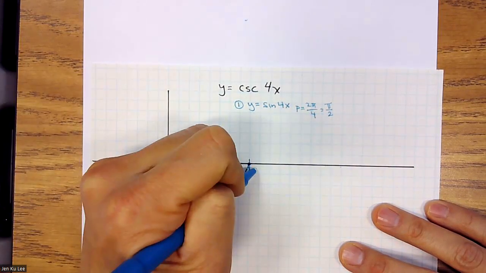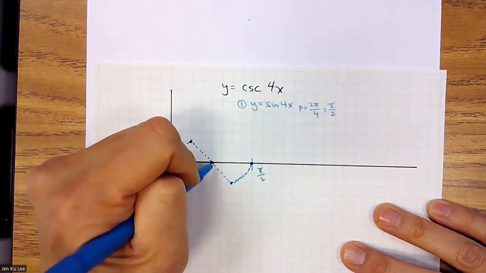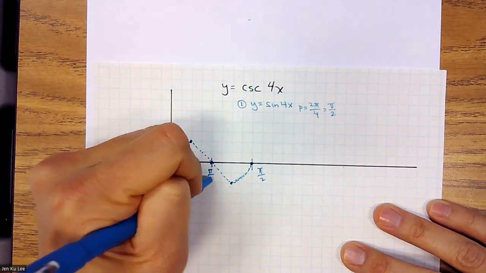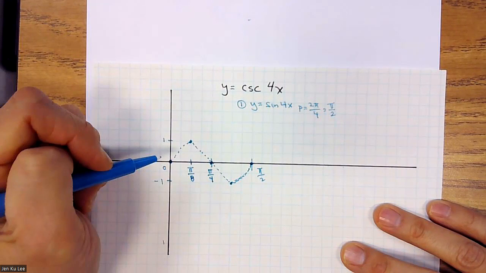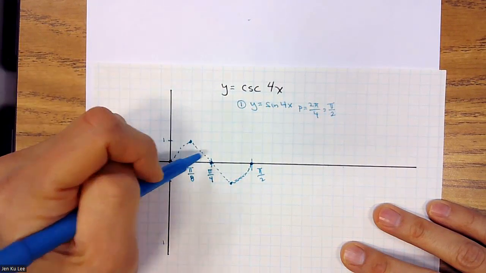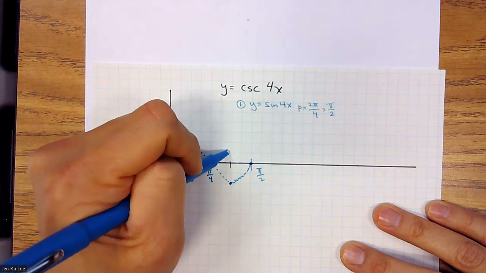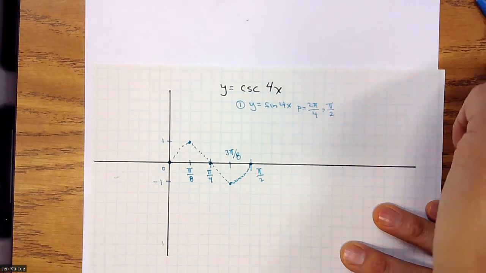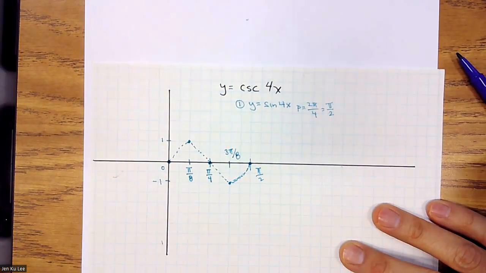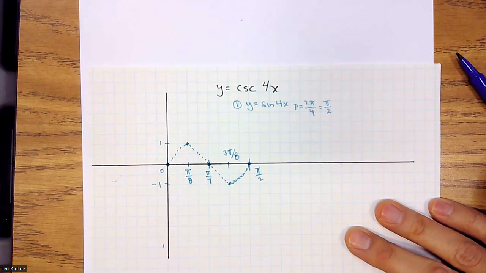Okay, so here is pi over 2 because this is one period. Halfway between is pi over 4. Halfway between that is pi over 8. So 1 pi over 8, 2 pi over 8, which is pi over 4. This would be 3 pi over 8, and then this would be pi over 2. 4 pi over 8 or pi over 2. Okay, so I graphed y equals sine of 4x.